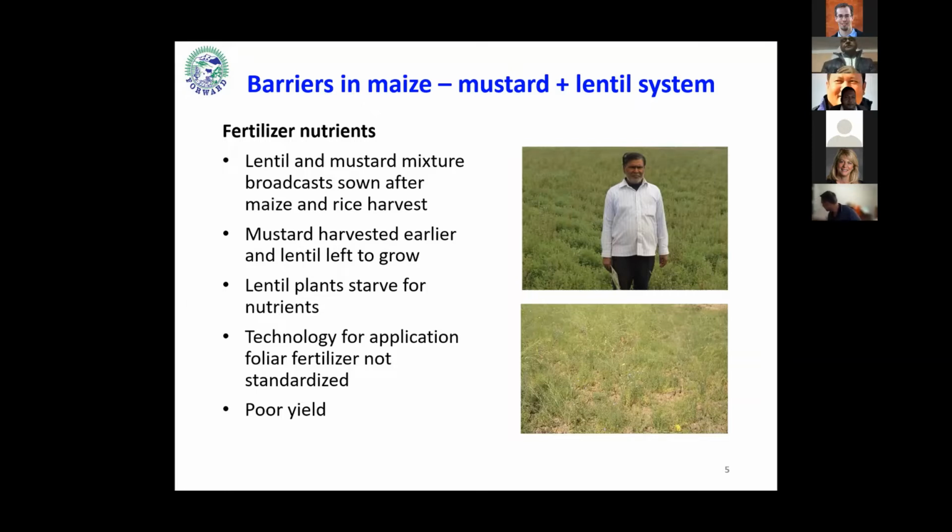Lentil plants starve for nutrients in that system, as shown in the figure also. The lentil plants show nutrient starvation, and we don't have a technology recommendation for application of foliar fertilizer. It is not standardized, and as a result, in the maize-based system, the yields are very poor, and in the rice system, the yields are reasonable.